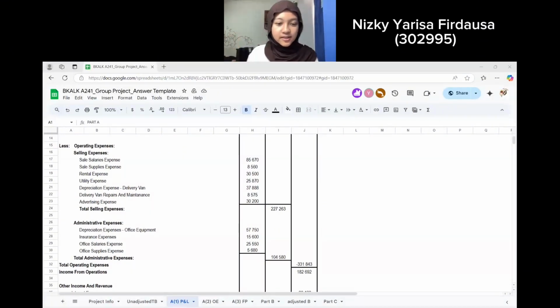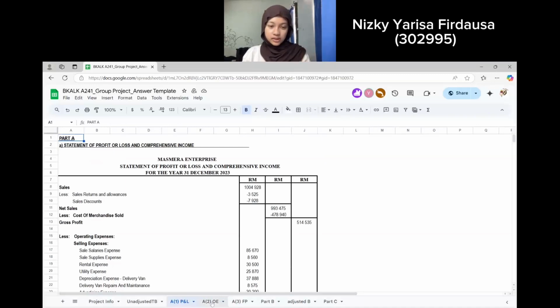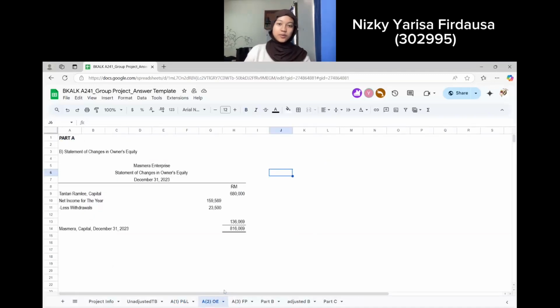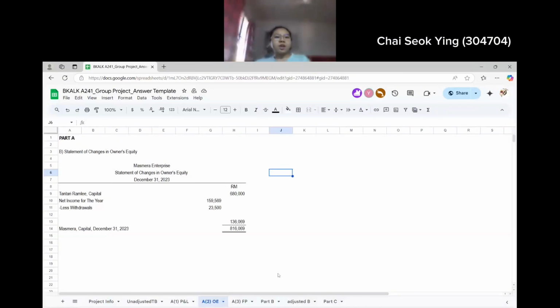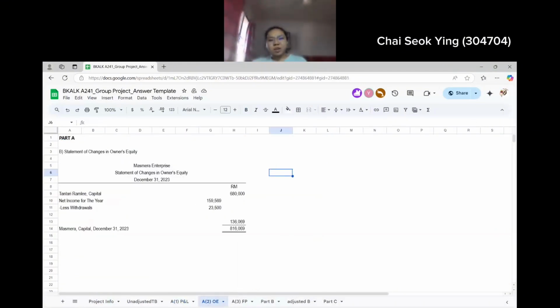Okay, the next question is about the statement of changes in owner's equity. As you already know, just now we have done the statement of profit or loss and comprehensive income, which is SPLOCI. Now we are doing the second statement, which is the statement of changes in owner's equity. For Masmera Enterprise, the given date is 31st December 2023.